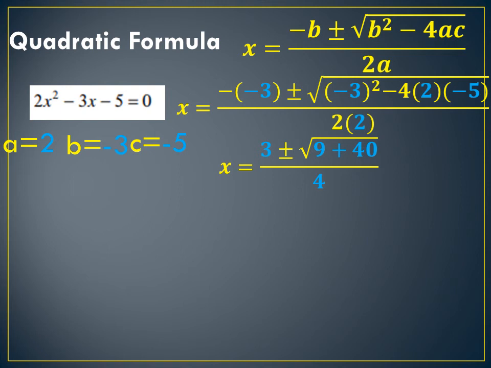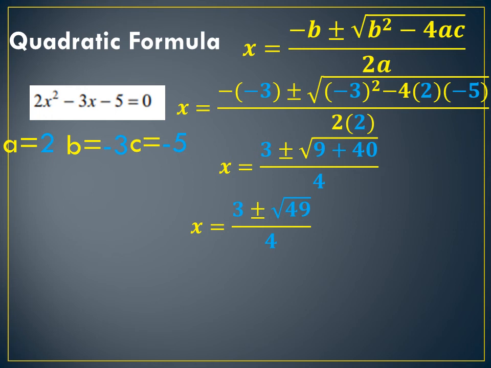You can see here two negative numbers, negative 4 and negative 5. So it becomes positive. Then multiply 4 times 2 times 5. It is 40. 4 times 2 is 8, times 5 is 40. So it's positive 40. All over 4. 2 times 2 is 4. Then add 9 plus 40, it becomes 49. So 3 plus or minus the square root of 49 all over 4.